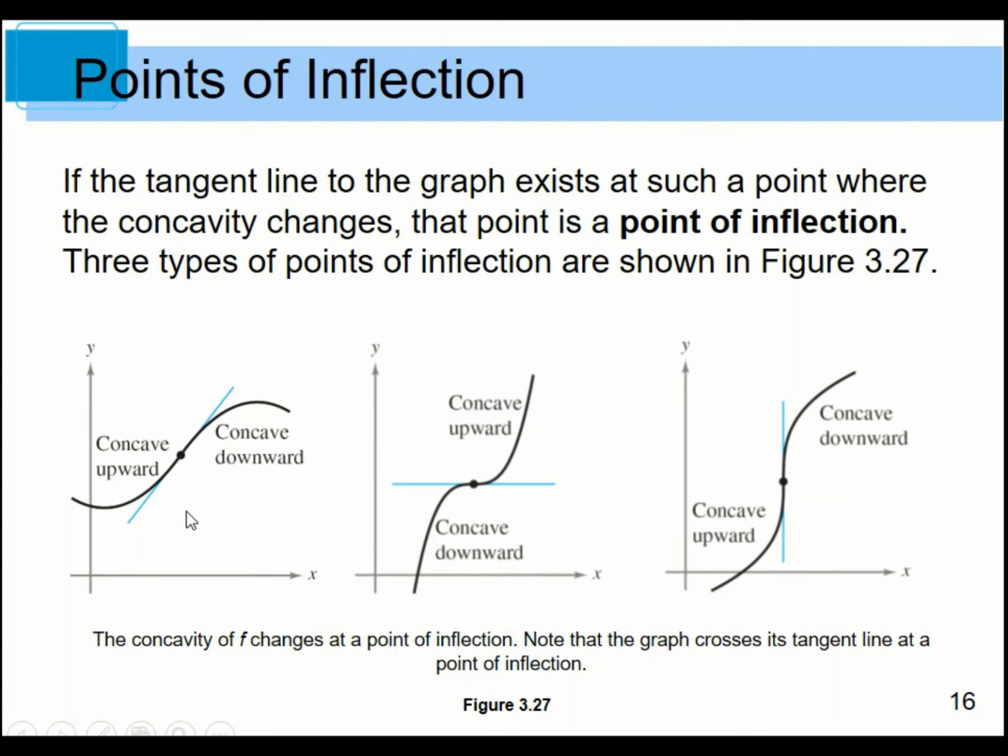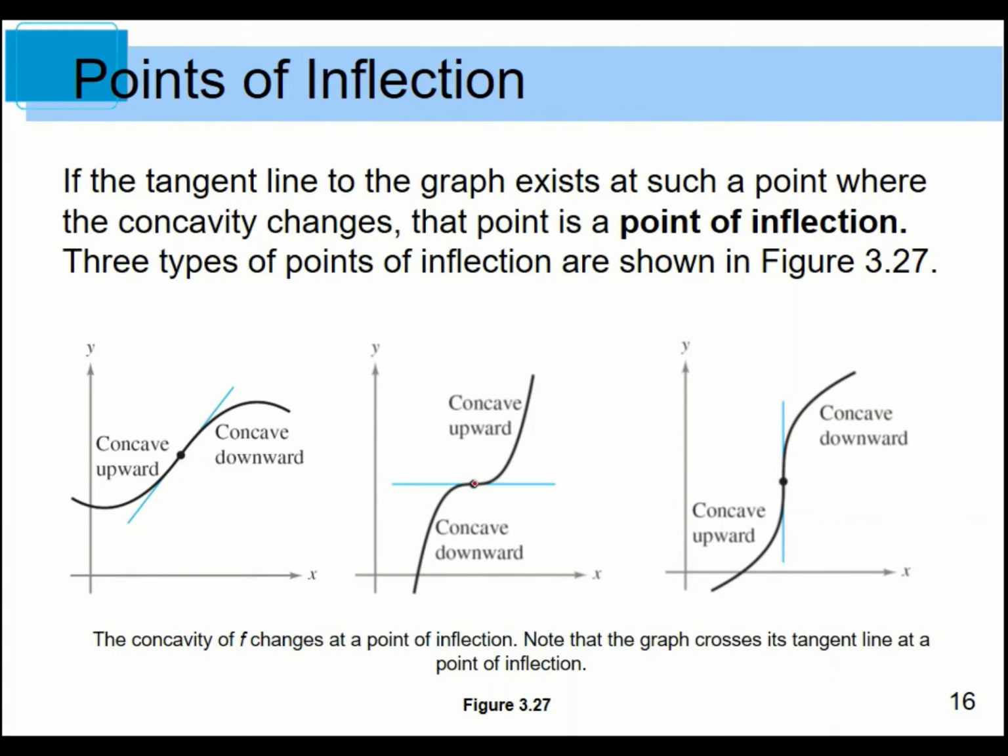So for the first type, the concavity changes at this point. Before this point, the graph is concave upward, and after this point, the graph is concave downward. So this point is what we call the point of inflection. The similar situation applies for the second graph.